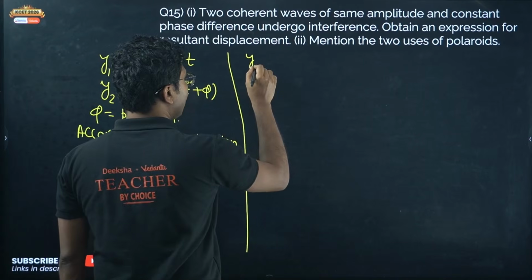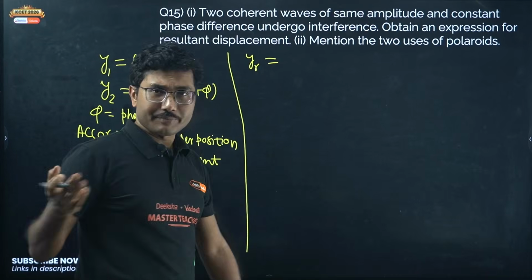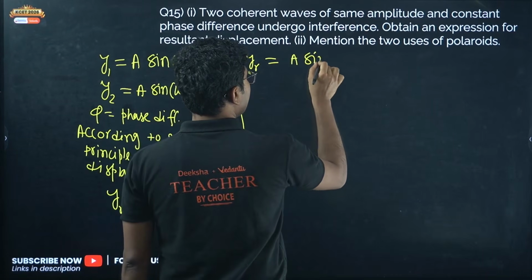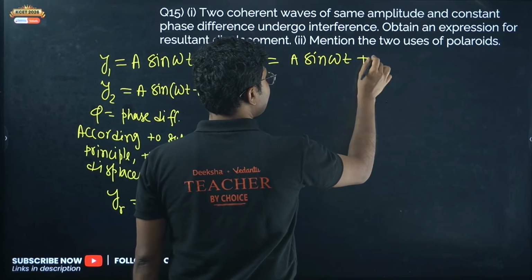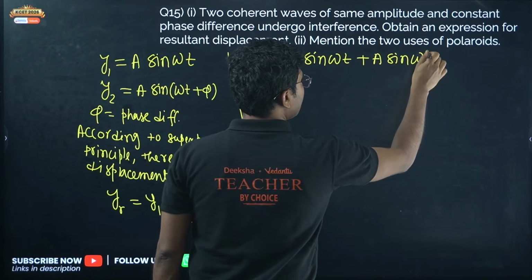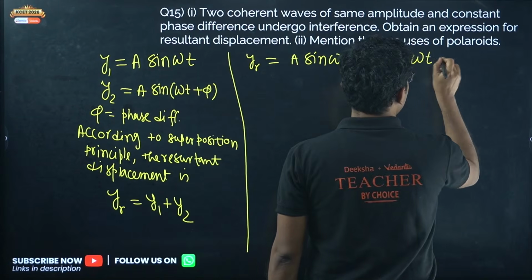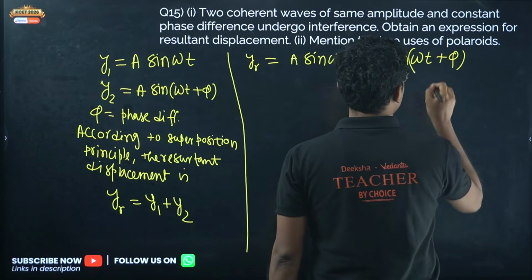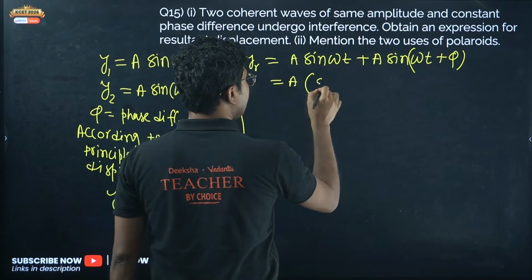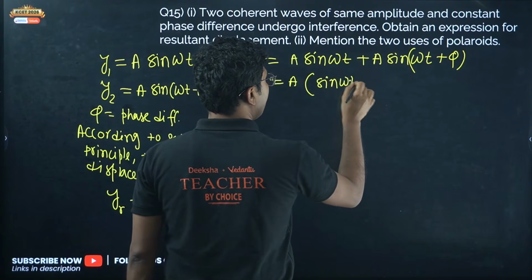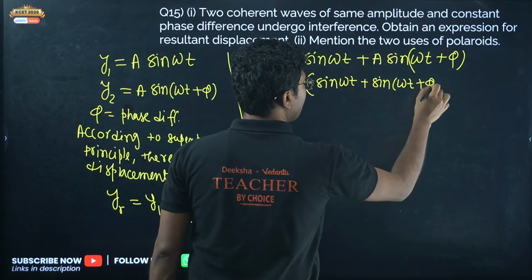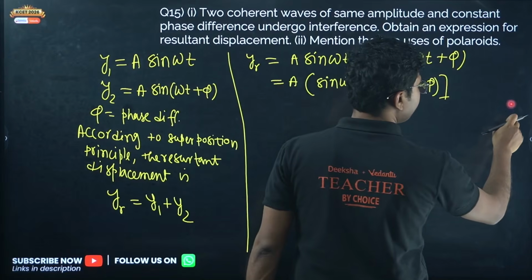So what is y resultant then? A diagram for this is not required. So it is a sine omega t plus a sine omega t plus phi. Okay, now you can take a common, so you can write a common, sine omega t plus sine omega t plus phi. Okay, let me use third bracket.